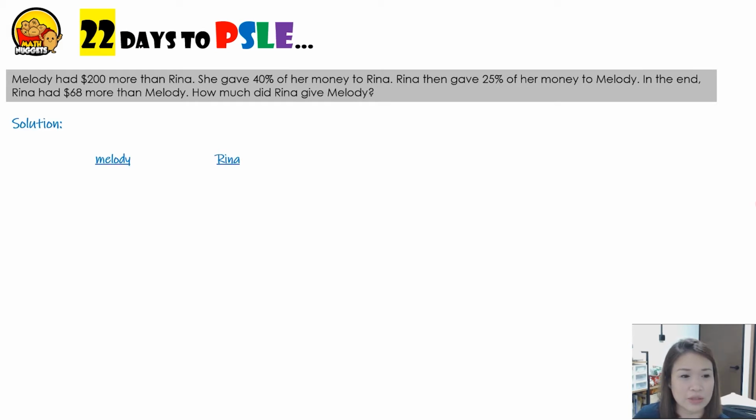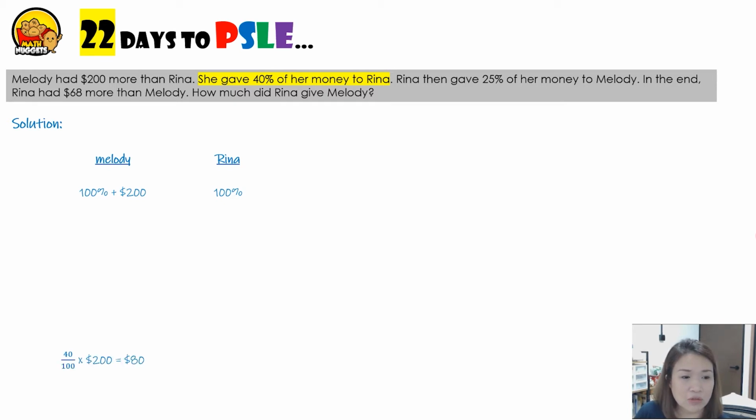Okay, so we're going to list down the information for Melody and Rena. Melody had $200 more than Rena. So if Rena is 100%, Melody would be 100% plus $200. The first thing they tell us is that she gave 40% of her money to Rena. So we need to find out what's 40% of Melody.